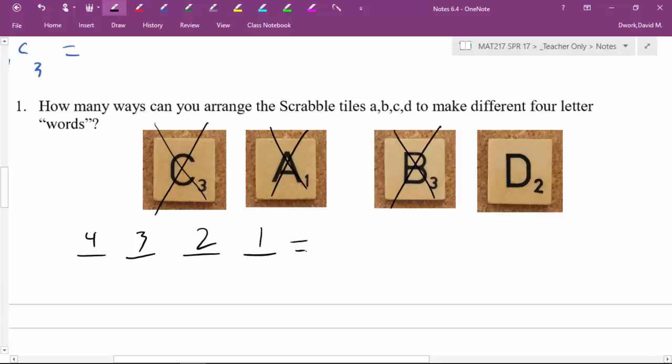So therefore, I have 4 times 3 times 2. Well, let's see. 4 times 3 is 12. 12 times 2 is 24. There are 24 different ways for me to arrange 4 Scrabble tiles.